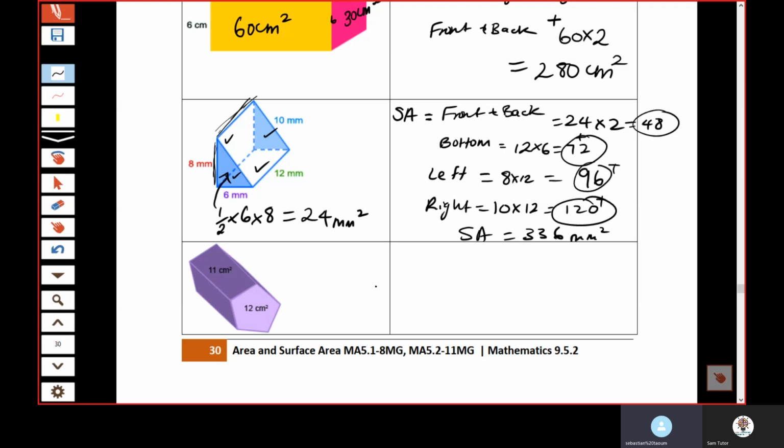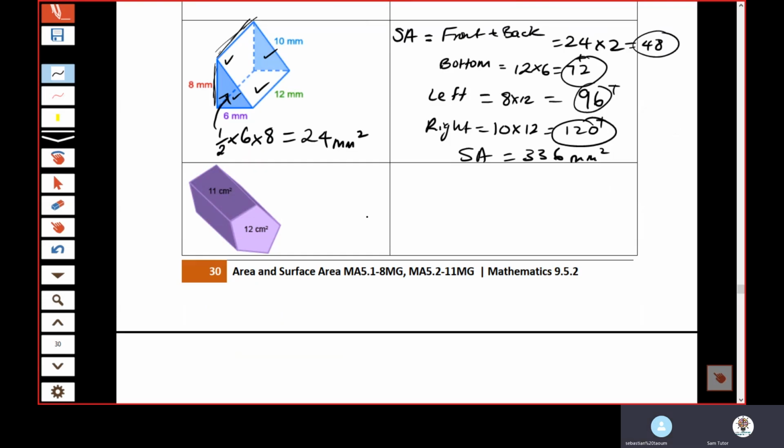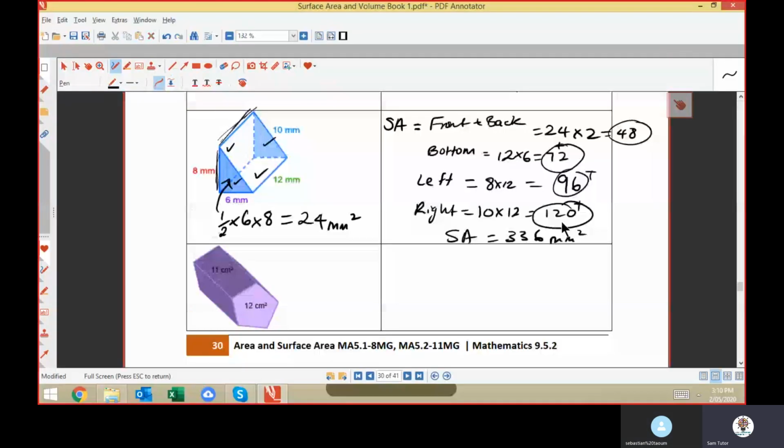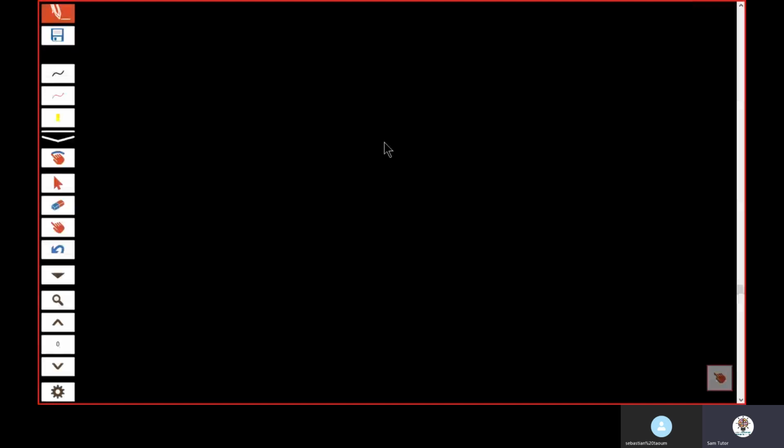$336 millimeters squared. Can you hear Sebastian? Yeah. Oh, I thought he disconnected. All right. You ready for the next one?